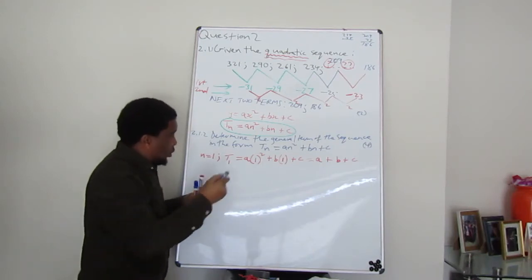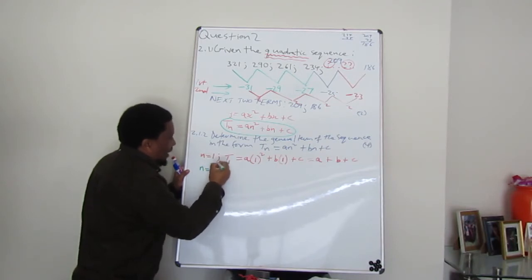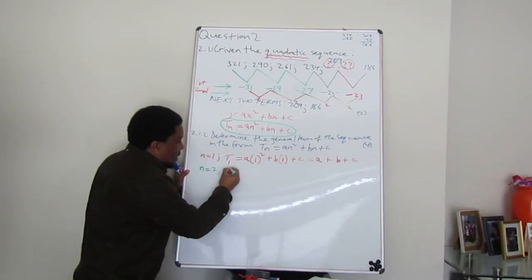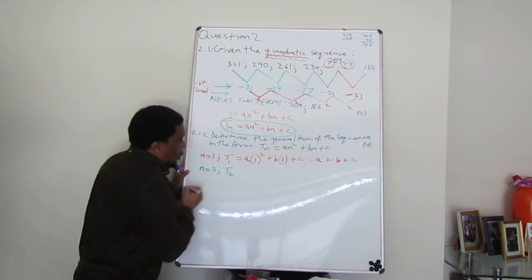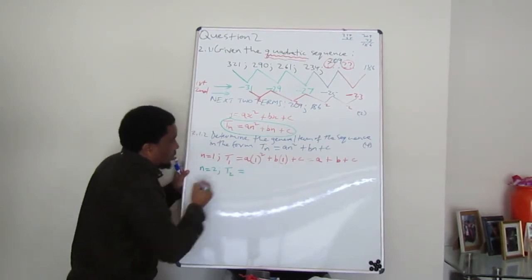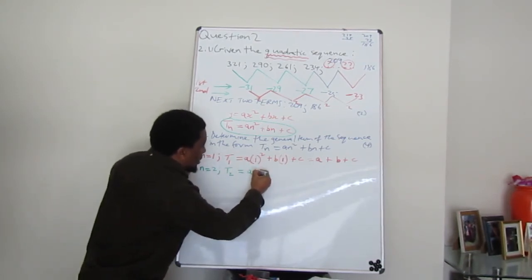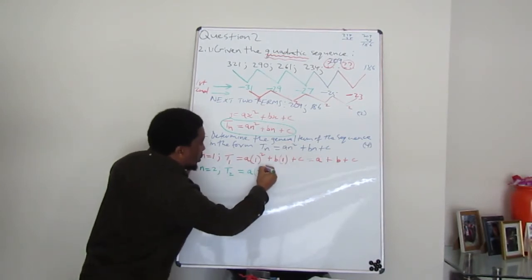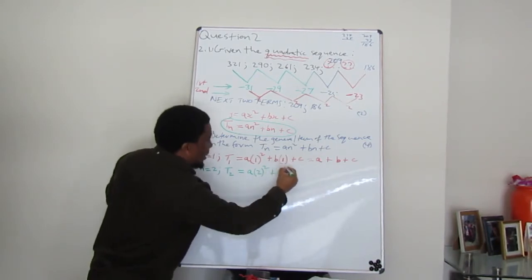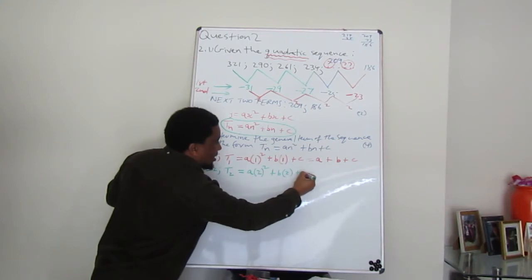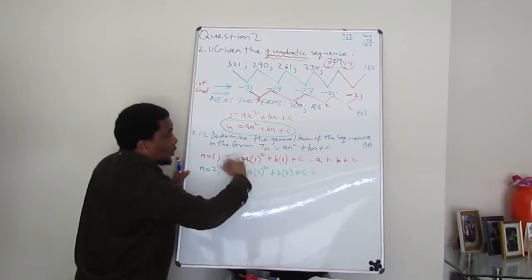Now let's go to the second term. When n is equal to 2, what happens? So therefore, I am solving this now. Tn, in place of n, I put 2. For term 2, this is equal to a times 2 squared, plus b times 2, plus c, is equal to 2 squared is 2 times 2, which is equal to 4.